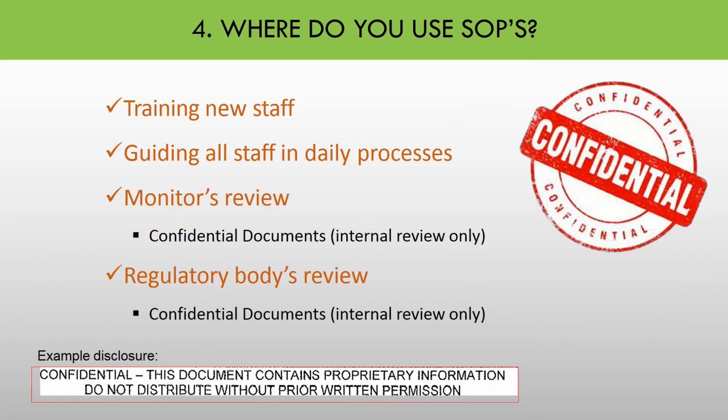Where do you use SOPs? Training new staff, guiding all staff in daily processes, monitoring and review. That is a confidential document, mainly used for internal review only. Regulatory body review. Confidential document, also used for internal reviews only. Here is an example disclosure, that is confidential: this document contains proprietary information and do not distribute without prior written permission. Generally we need to mention here that it is confidential, as you can see mentioned here.